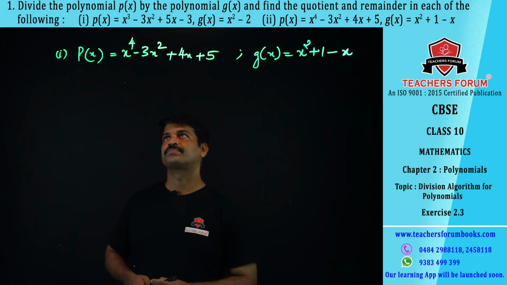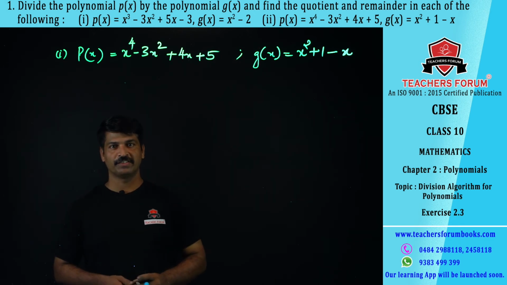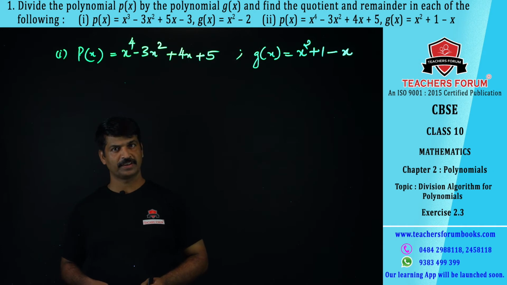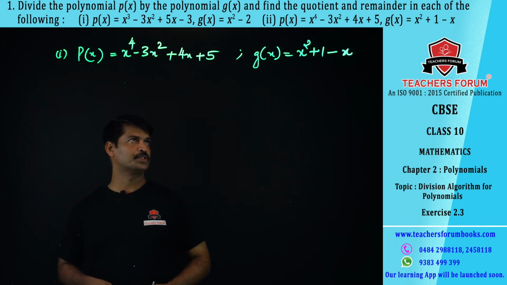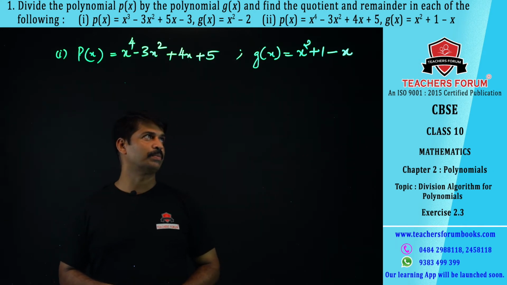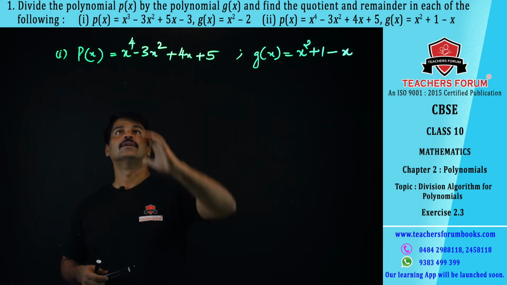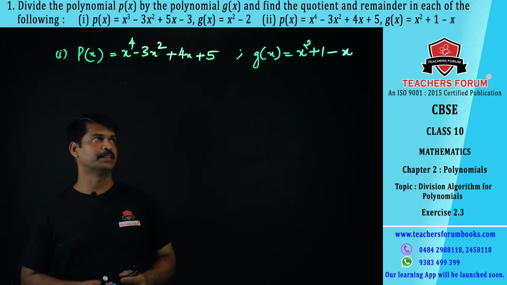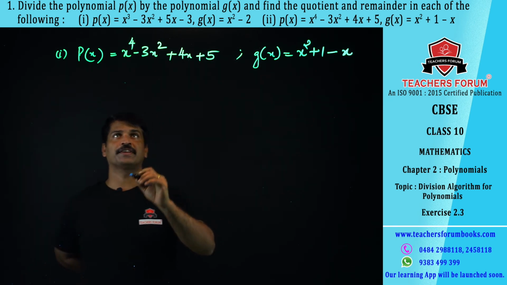In the second one, p of x is given, that is x raised to 4 minus 3x square plus 4x plus 5. g of x is also given to you, that is x square plus 1 minus x. Now we have to divide p of x by g of x and find the quotient and the remainder. Let us write p of x first.